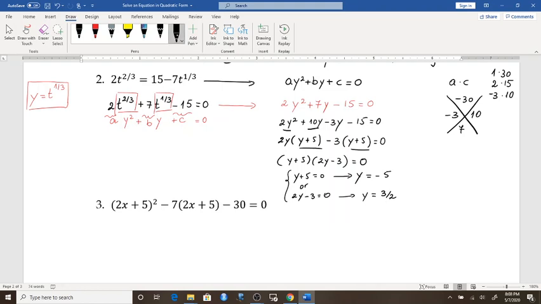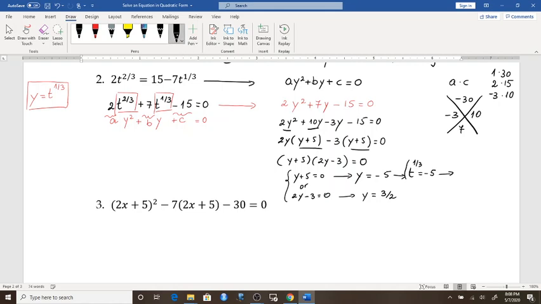Alright, so now that we found the value of y, we are not done. We are going to come back to this original substitution, y equal t to the power of 1/3. Since y is equal to negative 5, this means that t to the power of 1/3 needs to be equal to negative 5. And we can solve this by taking the cube on both sides.